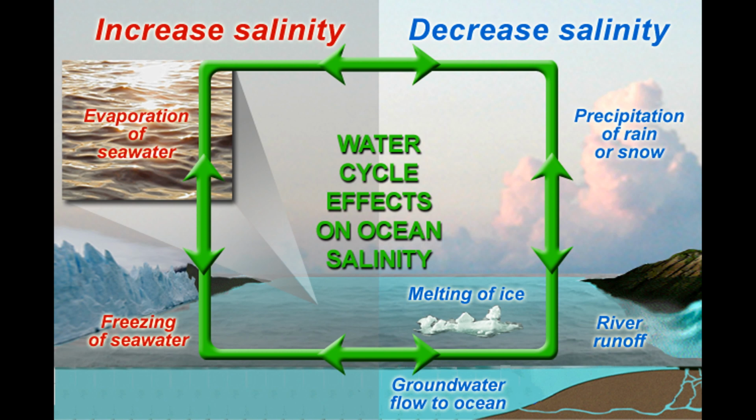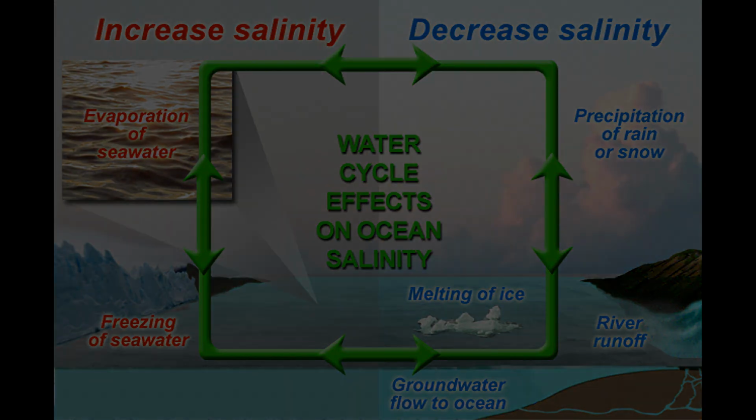Evaporation of ocean water and formation of sea ice both increase the salinity of the ocean. However, these salinity-raising factors are continually counterbalanced by processes that decrease salinity, such as the continuous input of fresh water from rivers, precipitation of rain and snow, and melting of ice.